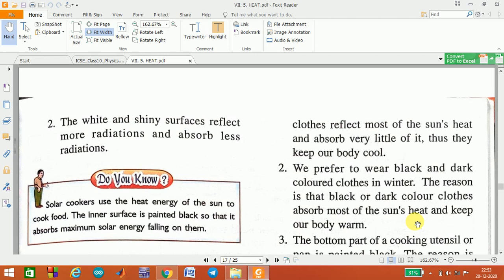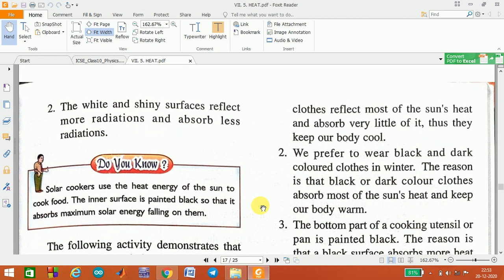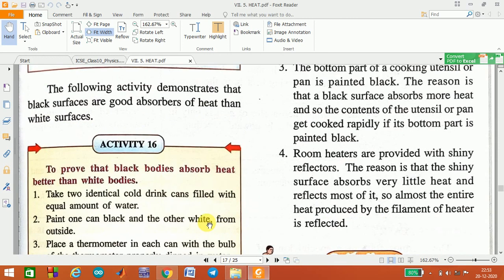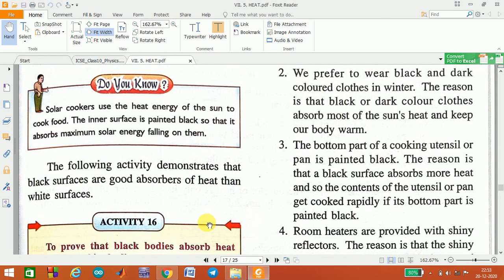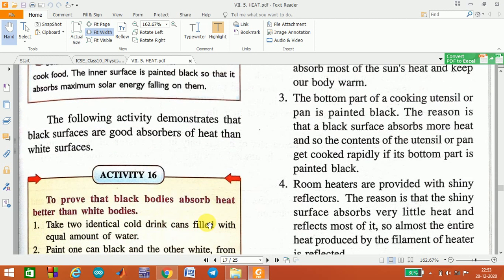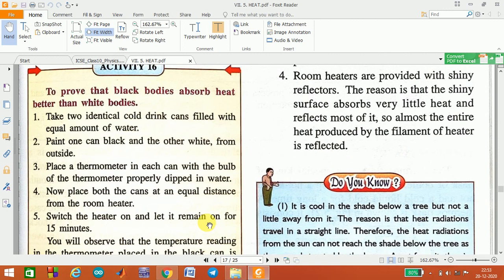Now, the do you know part: solar cookers use the heat energy of the sun to cook food, and that is due to radiation only. The inner surface of the solar cooker is painted black so that it absorbs the maximum amount of solar energy falling on it. The following activity shows that black surfaces are better absorbers of heat than white surfaces.